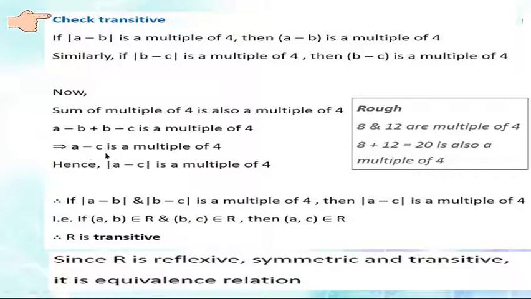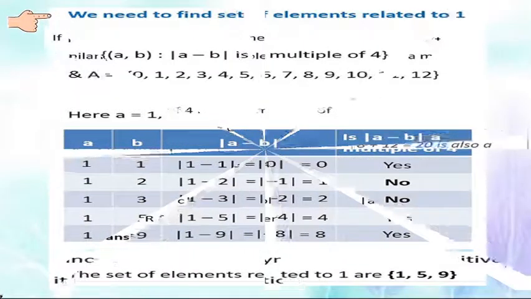So A minus C is nothing, just the sum of these two numbers, A minus B and B minus C. So if these two numbers were multiples of 4, so definitely A minus C is also a multiple of 4. And same way we can say mod of any multiple of 4 is again a multiple of 4. So if AB belongs to R, BC belongs to R, then definitely AC is there in the same relation. So it is transitive. So it means this relation is equivalence relation.